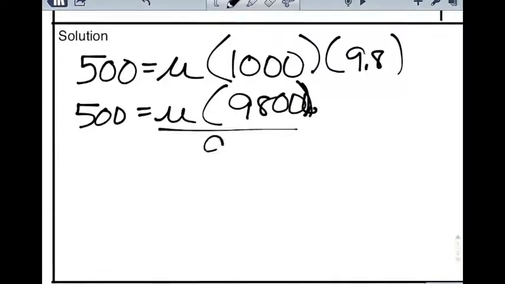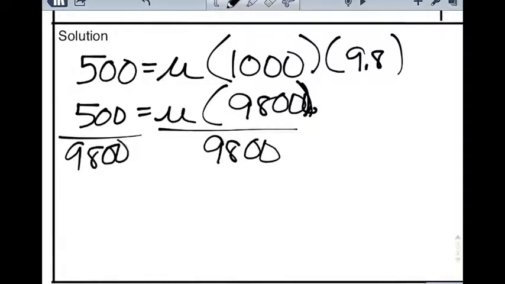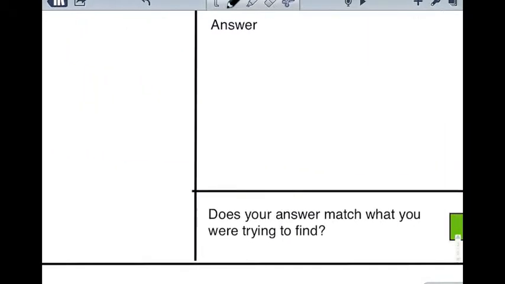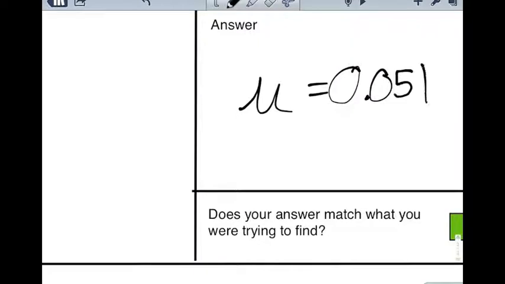Divide both sides by 9,800. And then when we divide both sides by 9,800, we get the coefficient of friction is equal to 0.051. Now remember, coefficient of friction is actually unitless. There are no units.